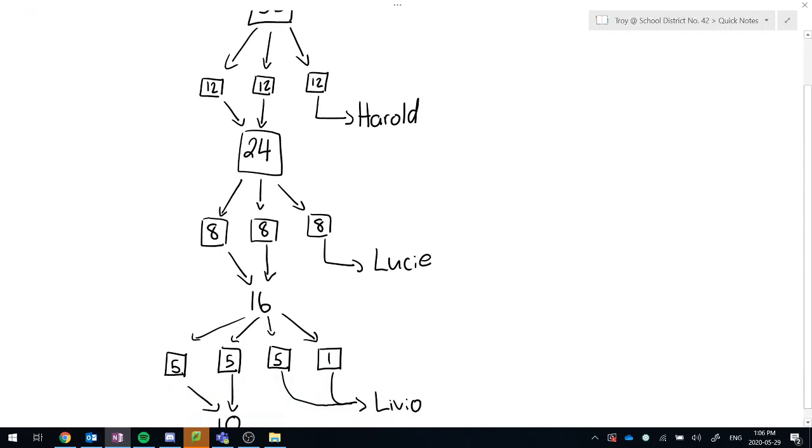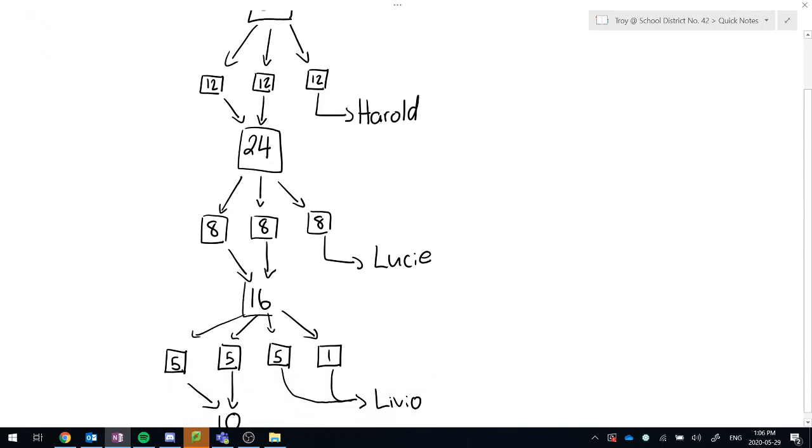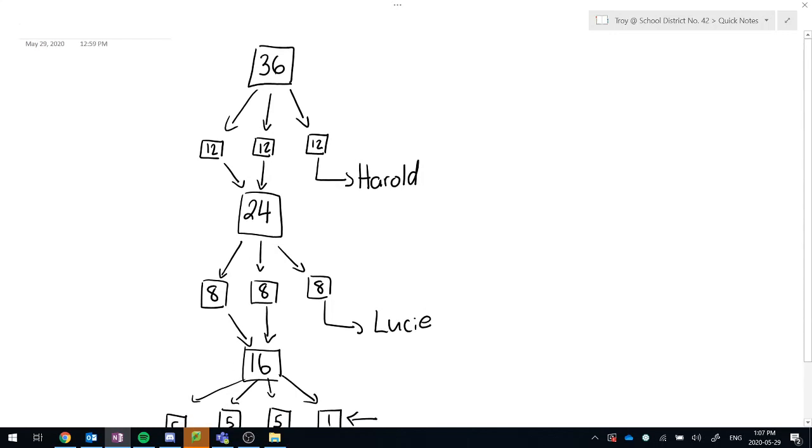The only person who didn't get a multiple of 3 was Livio. He got 16, and because of that, he was not able to make 3 equal piles. He had a remaining 1 cookie left over. So Livio got 6, Lucy got 8, Harold got 12, and the initial amount of cookies in the jar was 36.